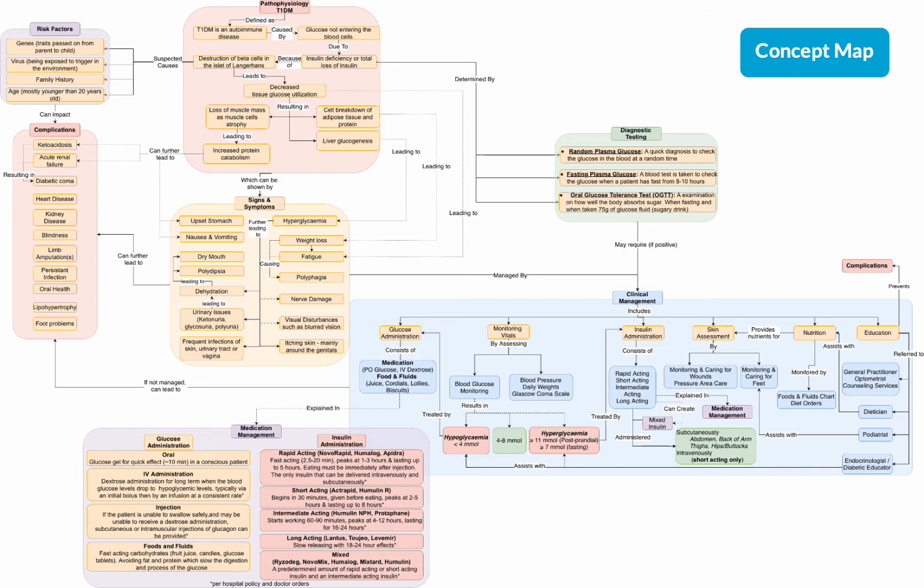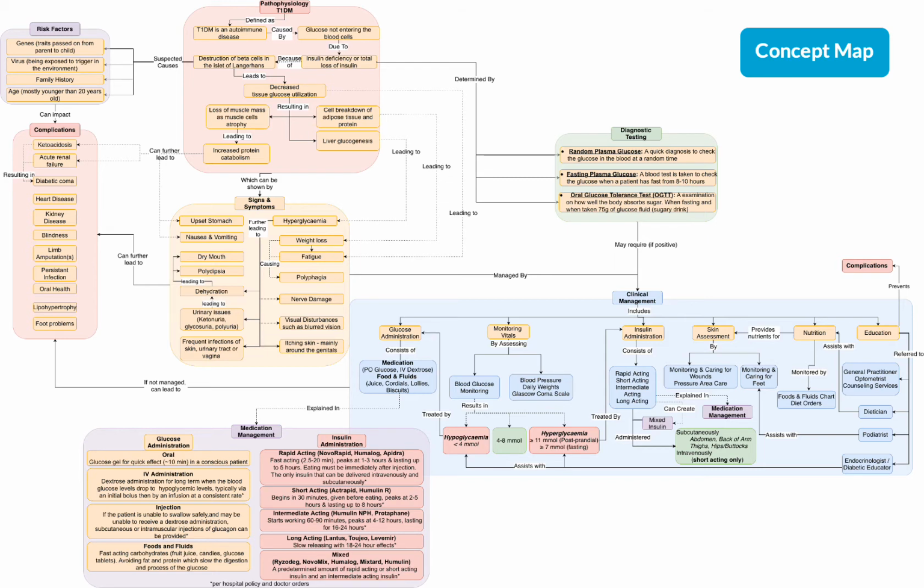So then we have the insulin administration as well for the hyperglycemic. And so we have rapid acting, which is Novorapid, Humalog, or Apidra. So these are fast acting, they take about 2 to 5 minutes to 20 minutes to work, and then they peak at about 1 to 3 hours, and they last up to about 5 hours. And eating must be immediately after injection, and the only insulin that can be delivered intravenously or subcutaneously is the rapid acting. We have short acting, which is Actrapid or Humulin R, and these begin within 30 minutes after injection, and we want it given before they're eating.